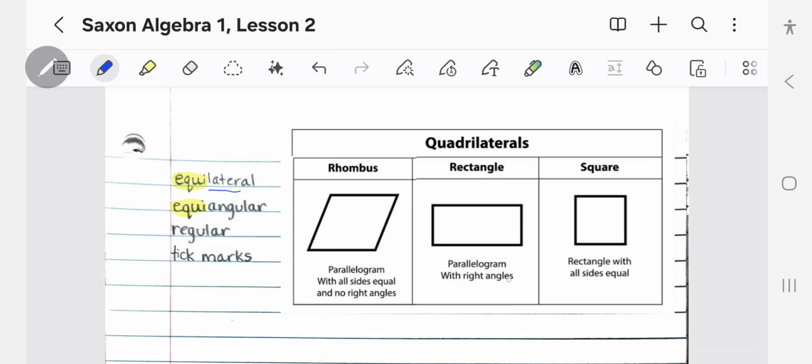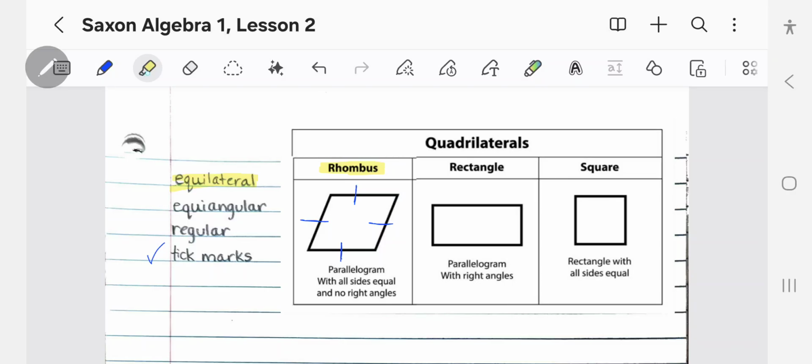So let's look at these pictures. A rhombus has all equal sides. And the way they would note that is they would give you some of these tick marks. This one is equal to this one, which is equal to this one, which is equal to this one. Okay? So a rhombus is equilateral. Okay? By definition, it has to be all equal sides.